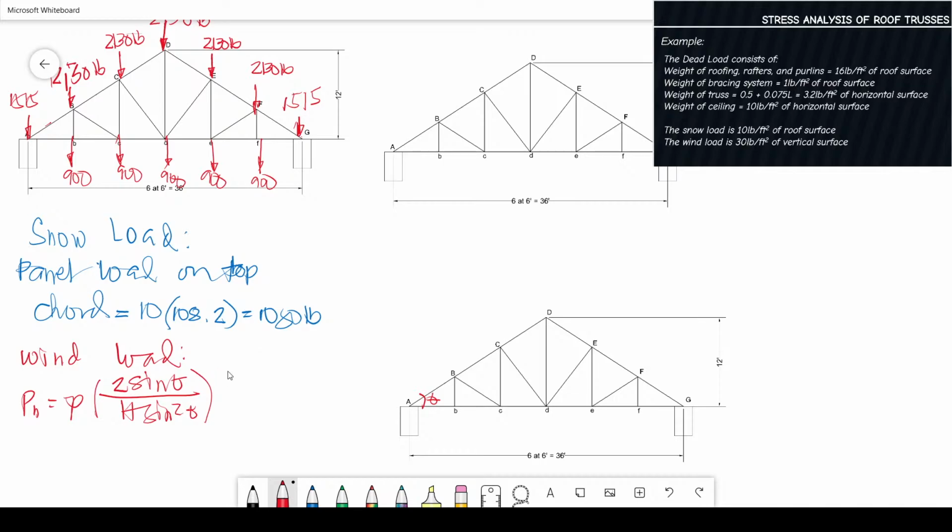That is derived using trigonometry. Our P is given earlier in the problem: 30 pound per square foot, pressure on a vertical surface. That is what we really need, the vertical surface term. So P should be on a vertical surface. So that is 30.